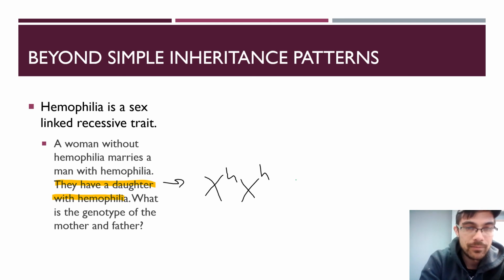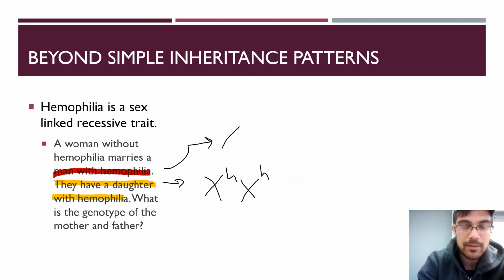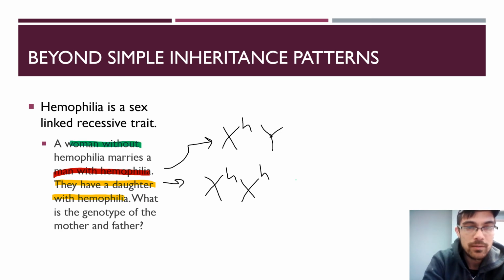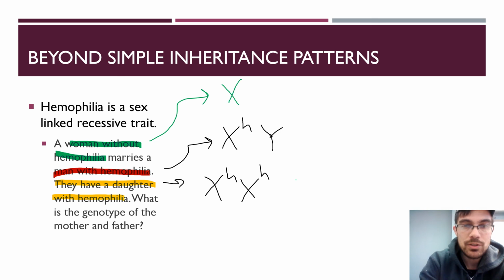The male, the man, has got hemophilia. So remember, that means he has the recessive one. The mother, however, is without hemophilia. So this lady doesn't have it, so she has at least one copy of the normal gene.